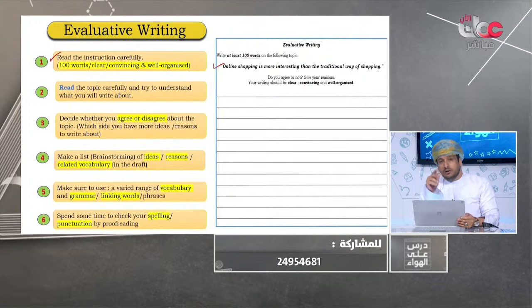If you choose agree, try to collect the reasons. If you have more ideas about disagreement, you write about disagreement. So it is all up to you. I will advise students to think. If you agree and you have more ideas, more reasons, you write about it. If you disagree because you have more ideas and more reasons, write about disagreement. So it's all up to you.